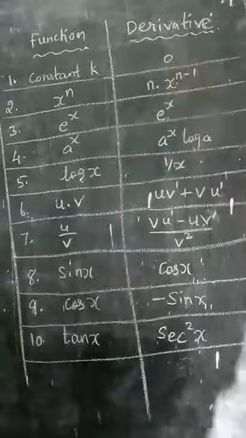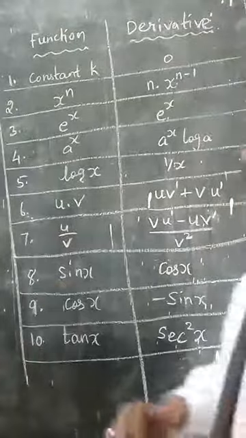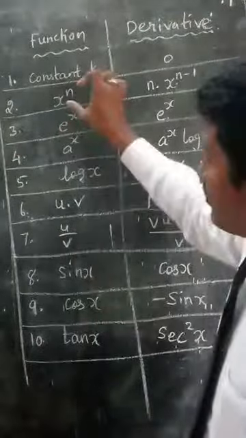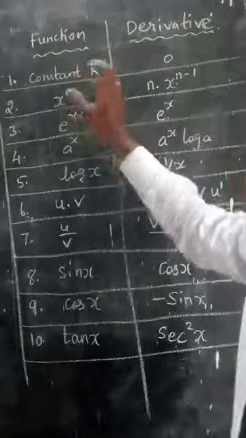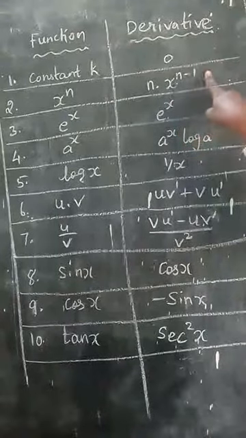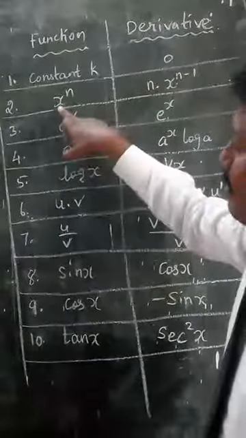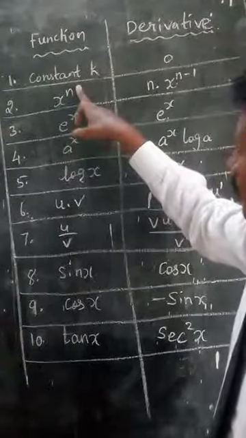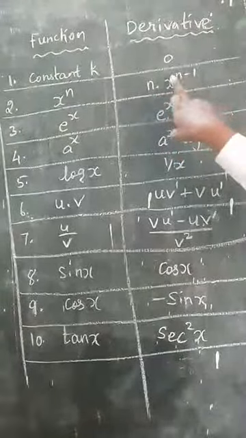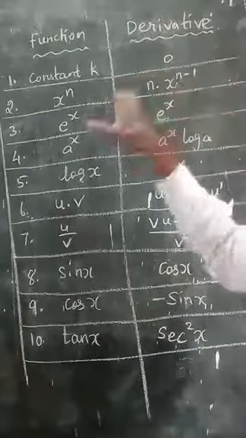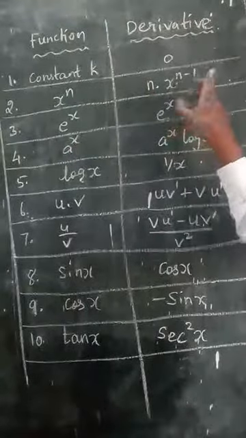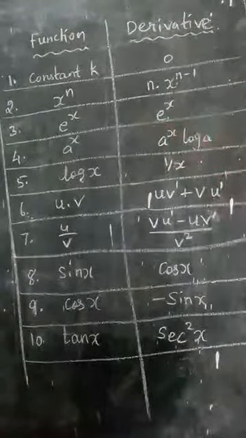So the answer becomes 0. And formula number 2, x to the power of n. If we have a function like this, then the derivative is given by n into x to the power of n minus 1. So this is our function x power n. How to differentiate? Just bring the power before and reduce the power by 1. That is the meaning. Bringing the power before and reducing the power by 1, n minus 1. n into x to the power of n minus 1.